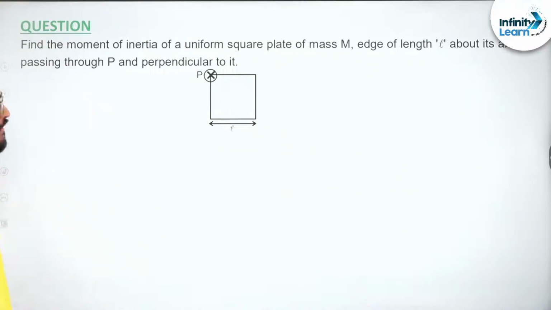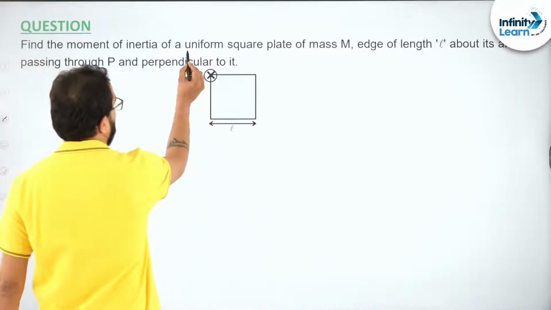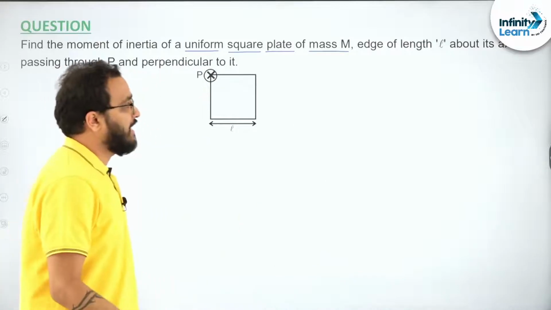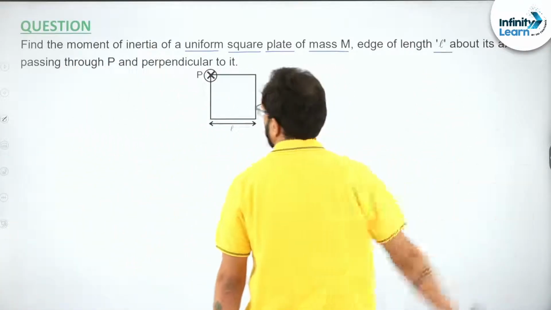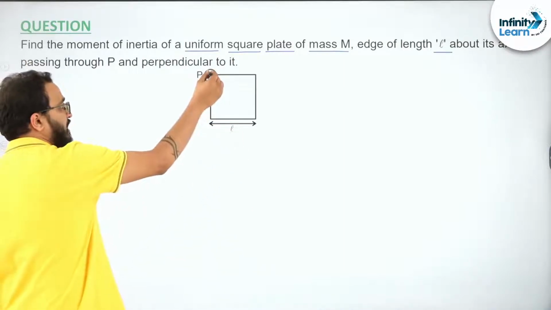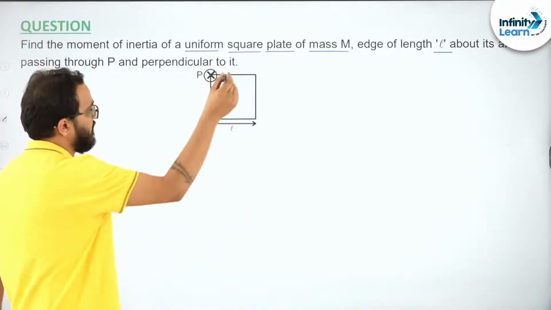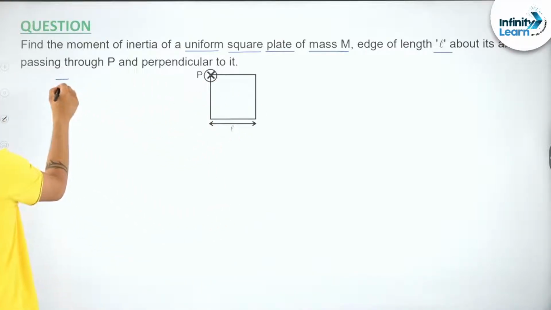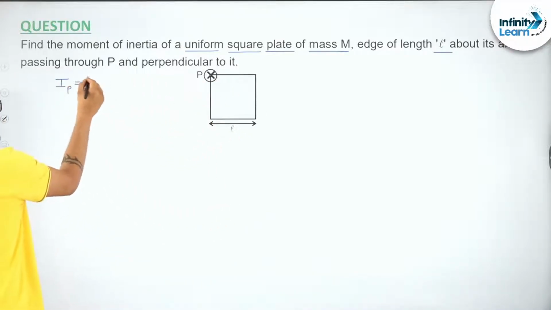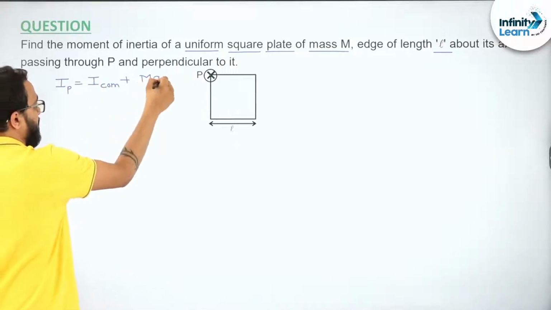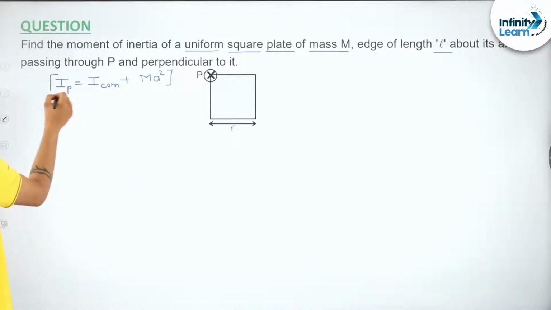Find the moment of inertia of a uniform square plate of mass capital M, edge length L, about its axis passing through P and perpendicular to it. So you can see this axis, it's like this. So we all know that first of all I about this axis P will be equal to I about center of mass plus MA square. Again we will apply this concept, no problem.